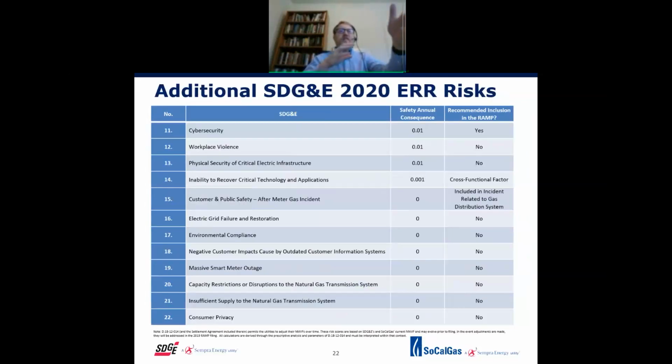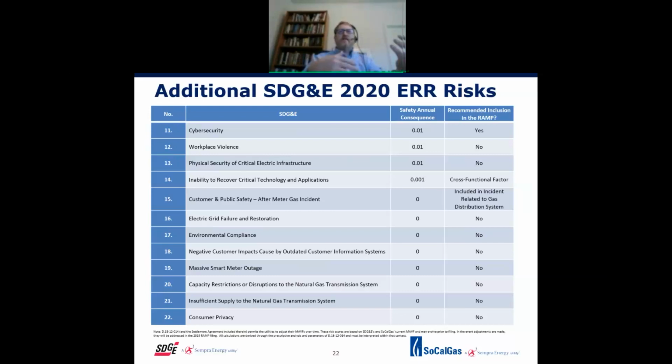The second slide is SDG&E has a few, we have 22. Most of them, or a lot of them on this slide are zero safety. You can see it's like cybersecurity, even though it's lower on the list from a safety standpoint, we still say yes, we do want to include cyber into the RAMP. And then 14, just like for SoCalGas, we want to include an IT concept of recoverability of critical technologies as a cross-functional.